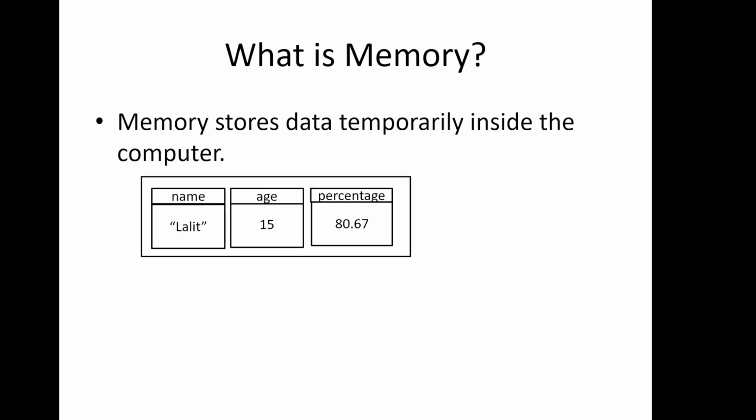So in our case, the first block or shelf, its title or name is name, and the value is Lalit. The second block's title is age and the value is 50. The third block's title is percentage and the value is 80.67. So this is how variables are stored in memory.